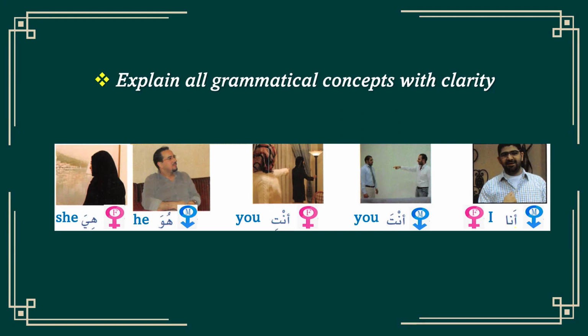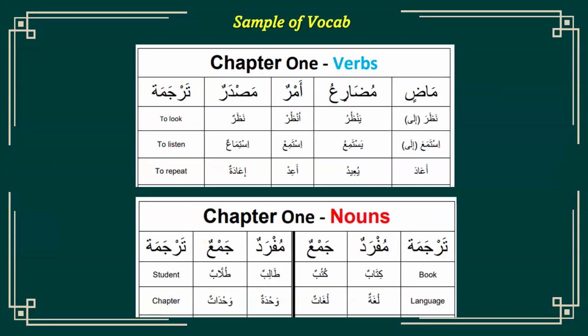For example, as you can see here, ana means I, which is used for the male. Anta means you, that is used for the second person male. Anti is also you, that is used for the second person female. Huwa means he, that is used for the third person male, and hiya means she, that is used for the third person female. Like this, we will learn our grammatical structures towards the end of the lessons as well.